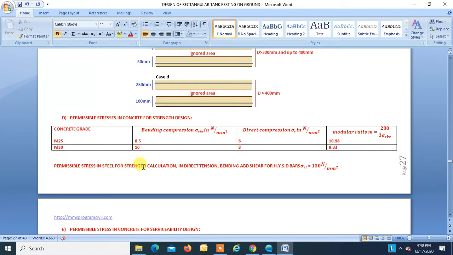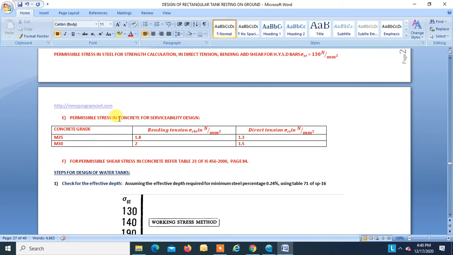Permissible stress in steel for strength calculation in direct tension, bending and shear force for HYSD bar is taken as 130 Newton per mm square. Permissible stress for serviceability design, that is tension due to bending, is 1.8 for M25 and 2 for M30. This is allowable, and in direct tension it is 1.3 and 1.5.